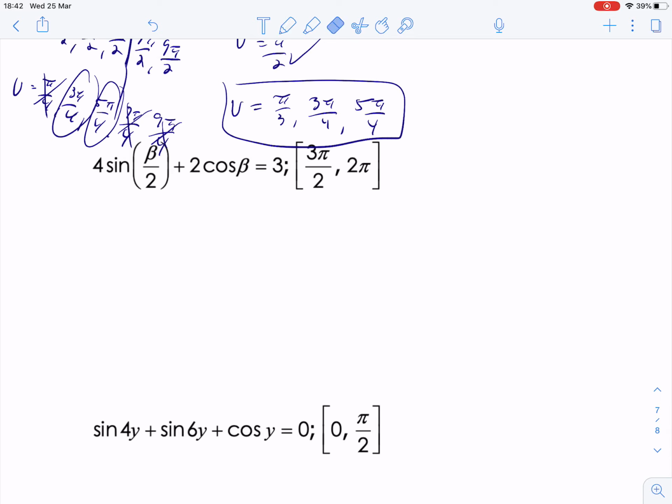So let's square... ooh, we don't want to square that with that over there. So we want to get that by itself. Sine of b over 2 equals 3 minus 2 cosine of b.